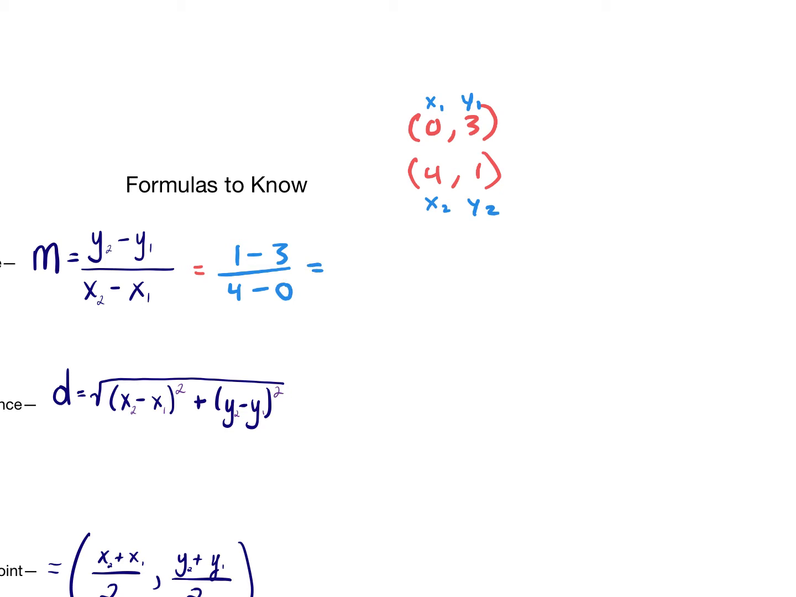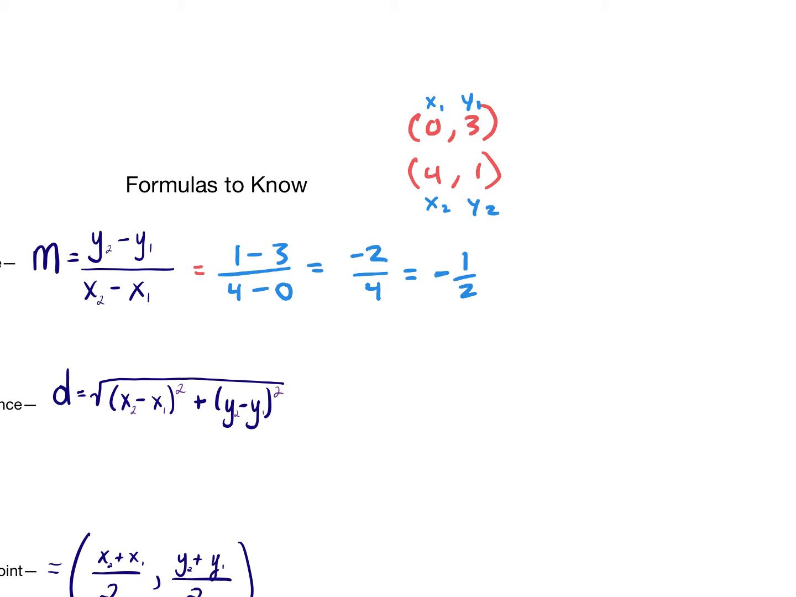What's 1 minus 3? -2. And 4 minus 0? 4. And can I simplify -2 over 4? What does it simplify to? -1 over 2.